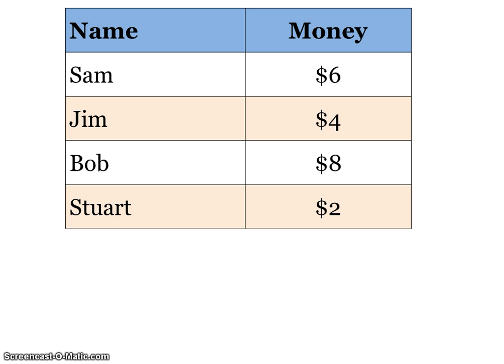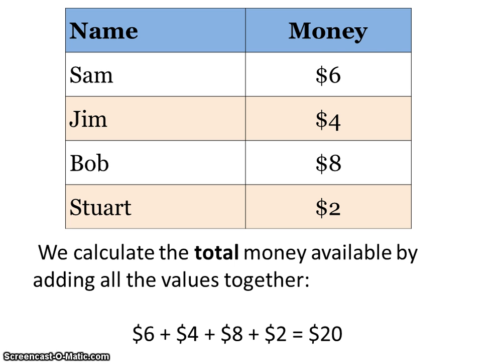So we start just by seeing how much money each person has to give. Sam can give $6. Jim is able to give $4. Bob is the most well off that day, and he can give $8 toward their pizza. And Stuart has the least to give. Stuart has $2. Now, to calculate the total, all we're going to do is take all the numbers in our set and add them together. And that gives us a total of $20. So the total amount of money in the pizza fund is $20.